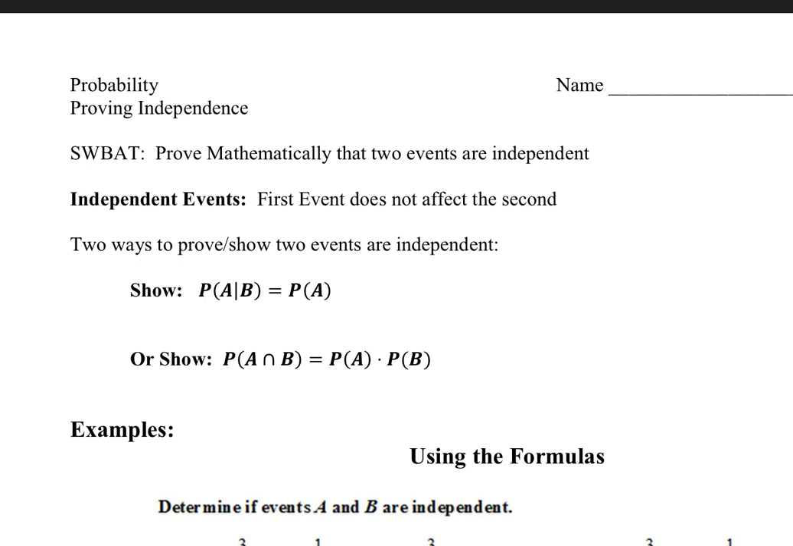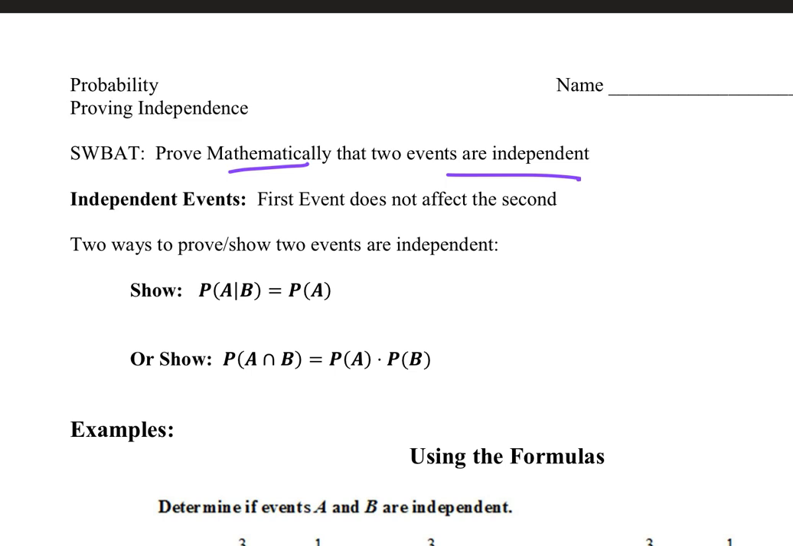All right, we're now learning how to prove whether events are independent or not. Determine mathematically if two events are independent. So, for example, if you have blue eyes, is that independent of you being smart? That kind of thing. One event does not affect the outcome of the second. So that's the idea behind what an independent event is.